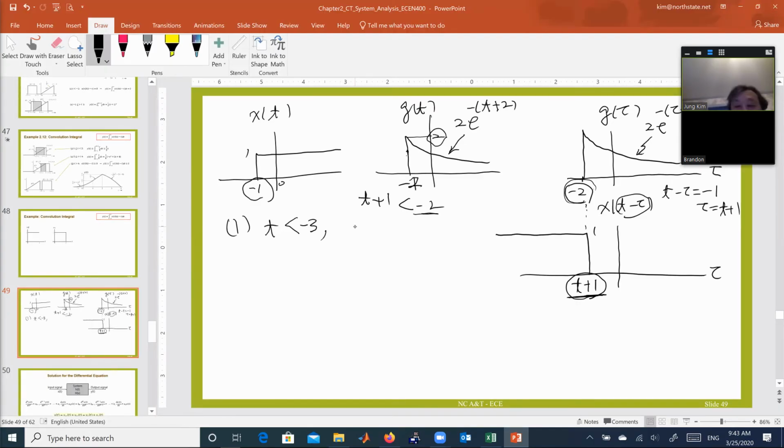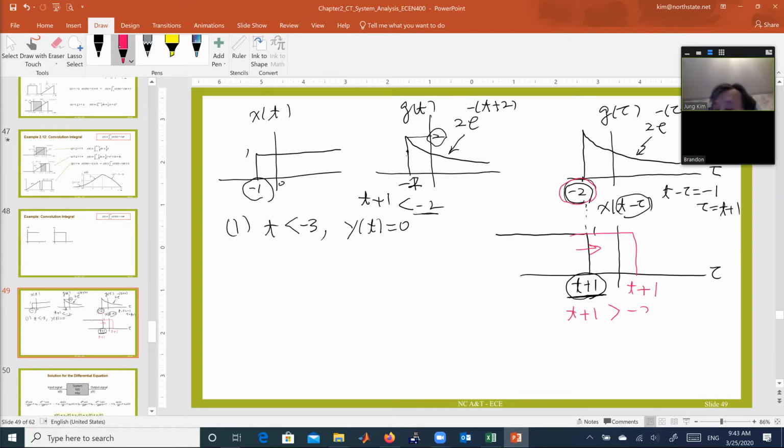Okay, so in this case there is no overlap, so the multiplication is 0, so y of t equals 0. Now I'm going to use a red pen. If it moves to here, how much does it move? So this much, for example. This edge is the same thing, t plus 1. In this case, the t plus 1 position is greater than minus 2.